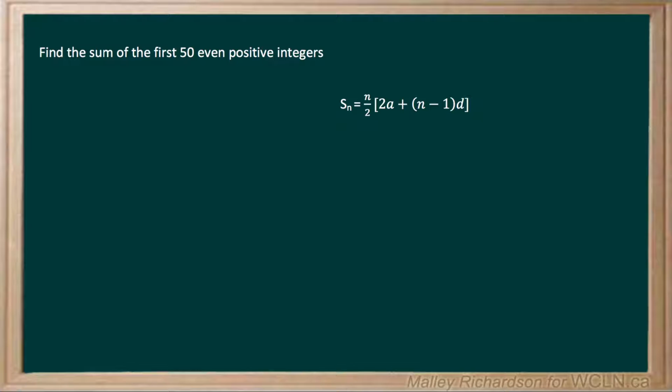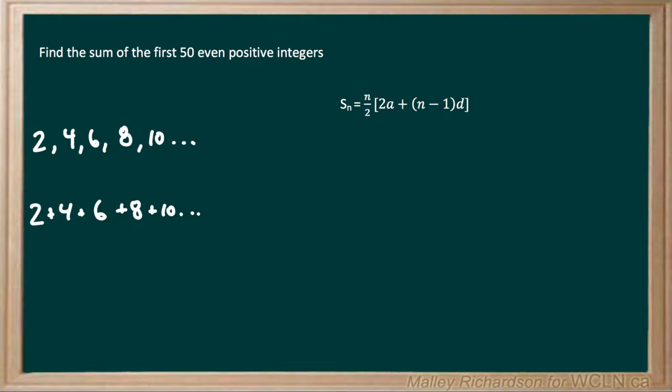positive integers. Well, we know that the first 50 even positive integers are going to be 2, 4, 6, 8, 10, and so on. So knowing this series, we can turn it into a sequence by adding a plus sign in between each term. So now that we have our sequence, we can easily solve for all of our unknowns. In this question, we're solving for the sum, so that means we need to know n, a1, and d.